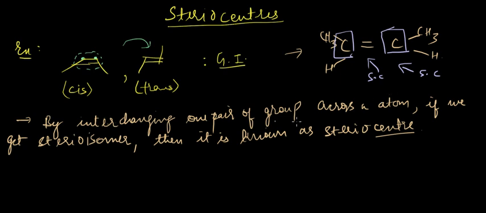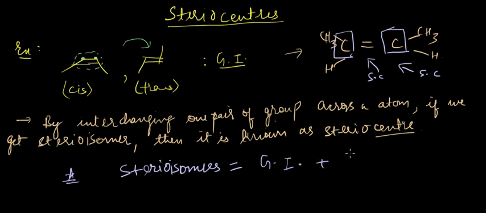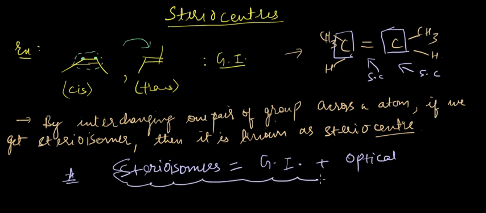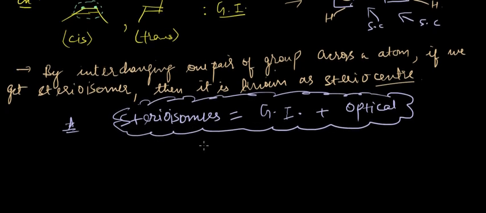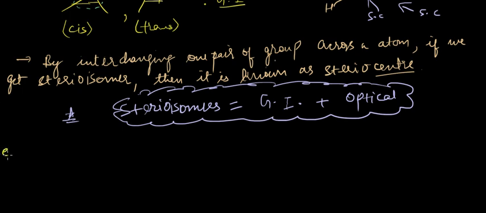Stereoisomers is a combination of geometrical isomers and optical isomers. So when in any question, if it comes that you have to calculate the total number of stereoisomers for the given compound, then you have to include both geometrical isomers as well as optical isomers. So please remember this. Don't just calculate only geometrical, or only optical. You have to calculate both. Okay, so let us look at some more examples.